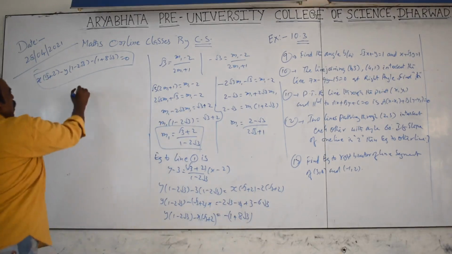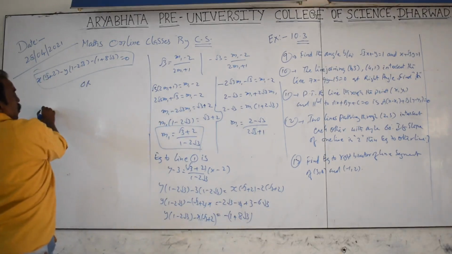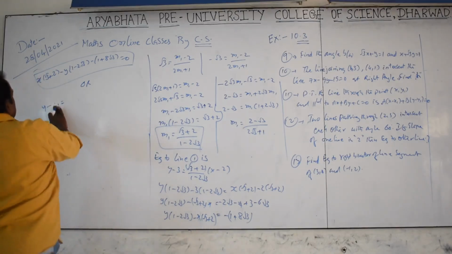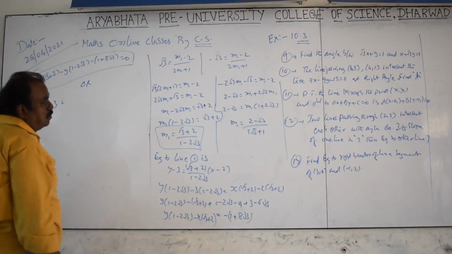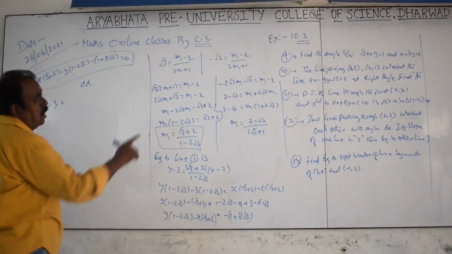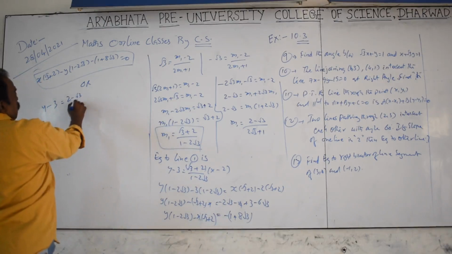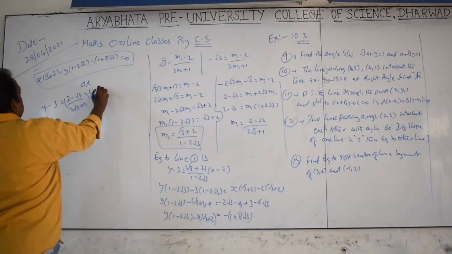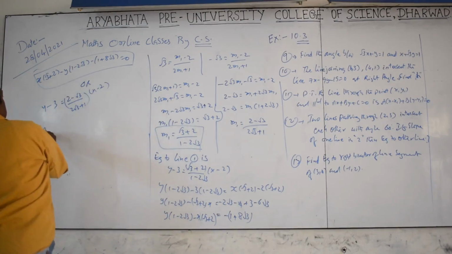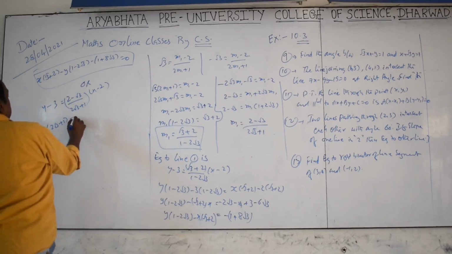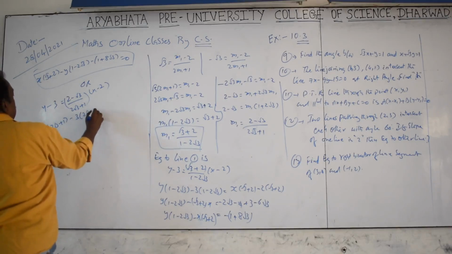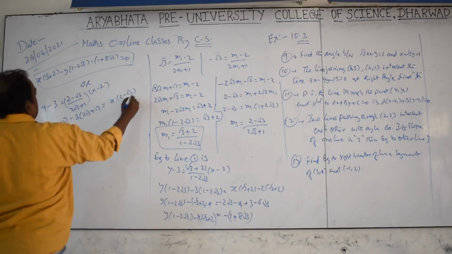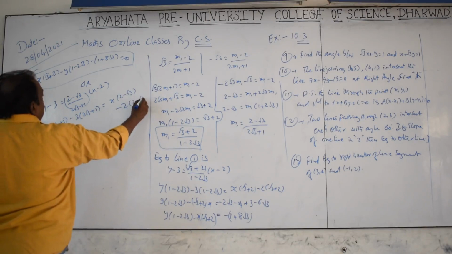And I am going to another one. Y minus y1, y1 means it is 3. Y minus y1 is 3, and the value of m is (2 minus root 3) by (2 root 3 plus 1) of (x minus 2). This is y of (2 root 3 plus 1) minus 3 of (2 root 3 plus 1). I am sending to this side, cross multiplication. It is x of (2 minus root 3) minus 2 of (2 minus root 3).